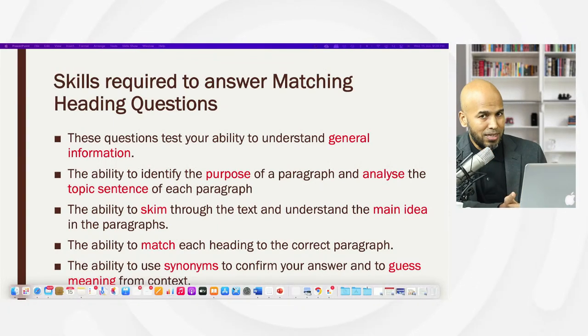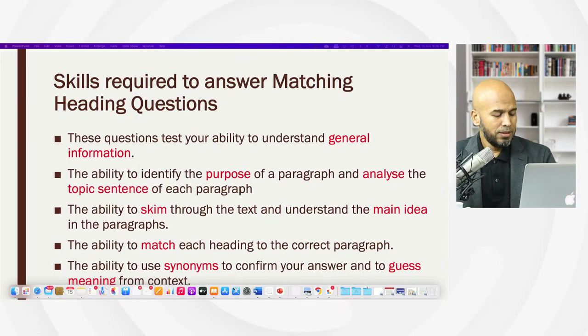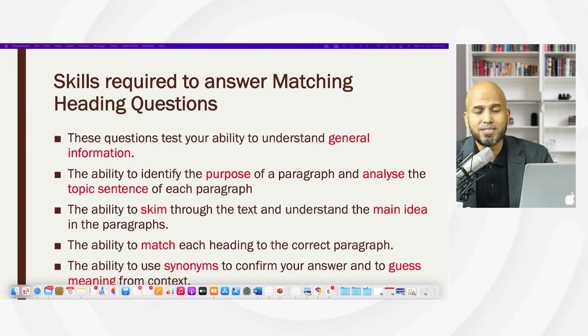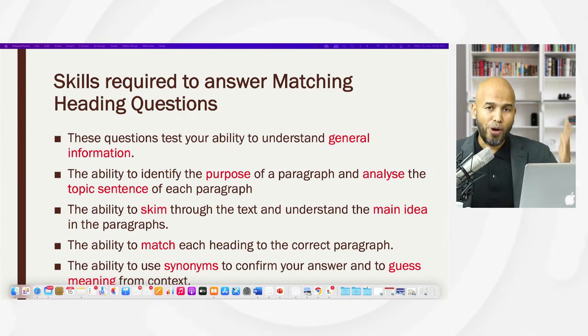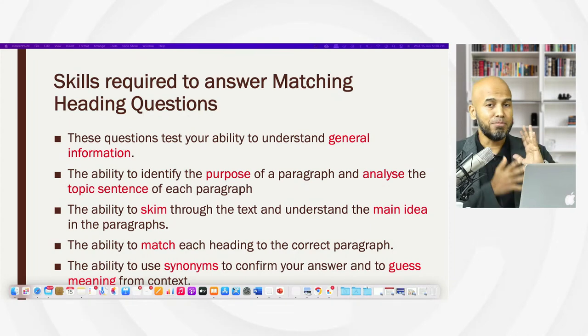What we did just a few minutes back, we tried to match the idea of the paragraph with the headings. There were four headings, and we chose one appropriate, correct one. And the ability to use synonyms to confirm your answers and to guess the meaning from the context. So these are the skills required to answer this heading matching type.